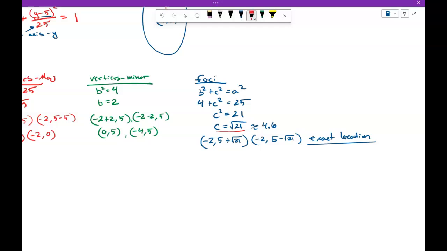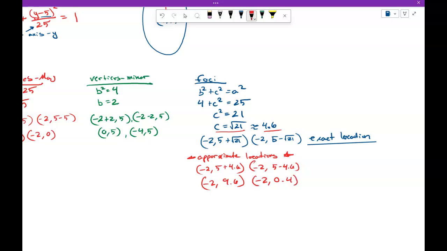If we want to approximate the locations, then we can use the rounded value for the square root of 21 and add that and subtract that from 5. So we could take negative 2 and then 5 plus 4.6, and we could take negative 2 with 5 minus 4.6, and we would get approximate locations of negative 2 comma 9.6 and negative 2 comma 0.4. And so that would give us the approximate locations of our foci.